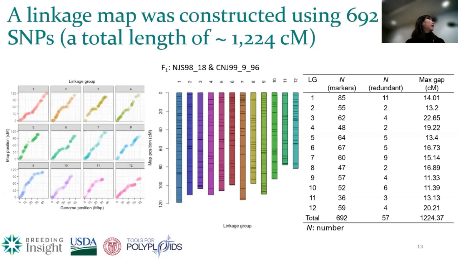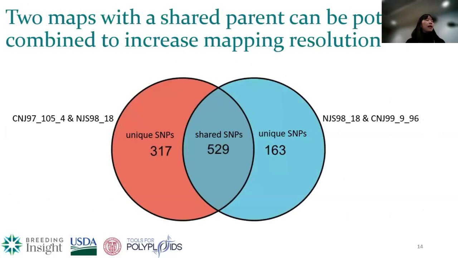Another linkage map for the other F1 population was also constructed using a little bit fewer markers, around 692, but resulting in a similar map length. These two F1 populations have a common parent, so the two maps shared 529 markers. Each map also contains unique markers.